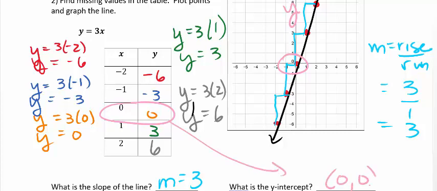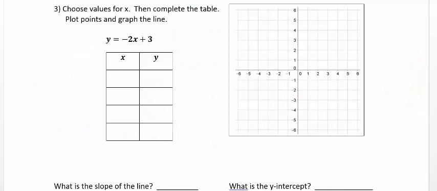So our y-intercept is (0, 0). In number 3, we're going to choose values for x this time ourselves, then complete the table, and plot those points to graph the line. This time we're not given any values for x, so we're going to have to come up with them on our own. And I like to choose small values, ones that are right here near the center of the graph. So good ones to choose would just be -1, 0, 1, and 2.